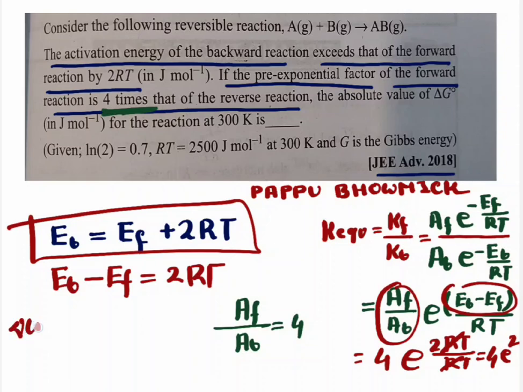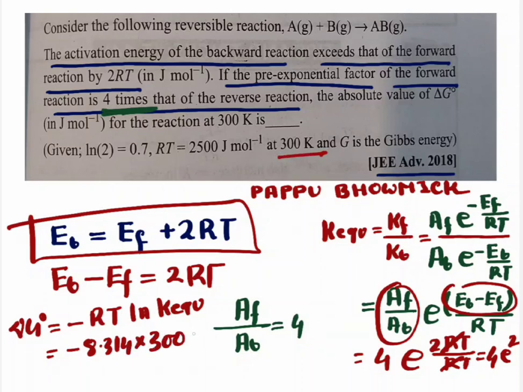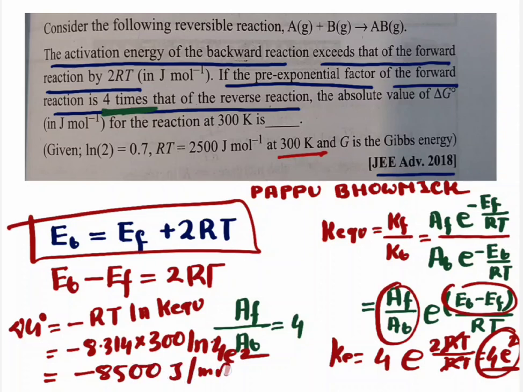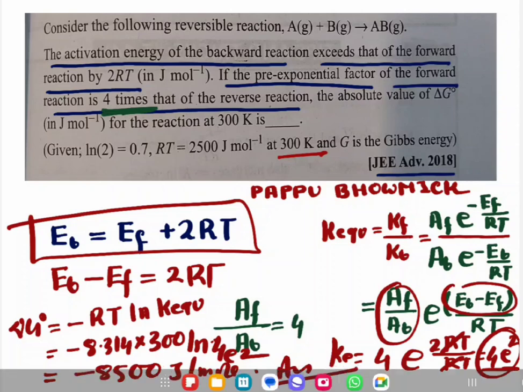Now we know that delta G naught equals minus RT ln K equilibrium. Okay, so minus, in joules, R value is 8.314, temperature is given as 300, ln K equilibrium is 4 into e square, ln 4 e square, right? So this value will be minus 8500 joule per mole. So this is the answer. Clear?